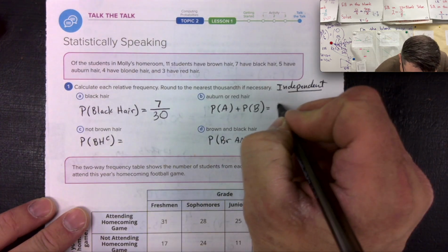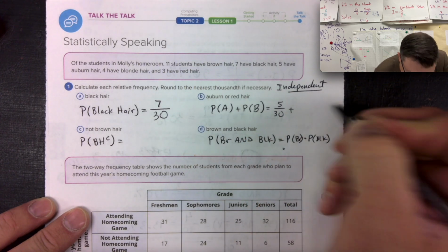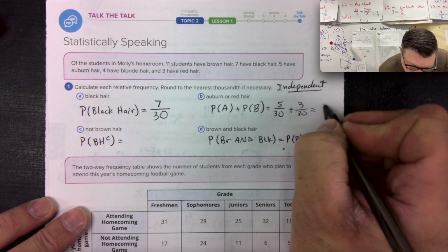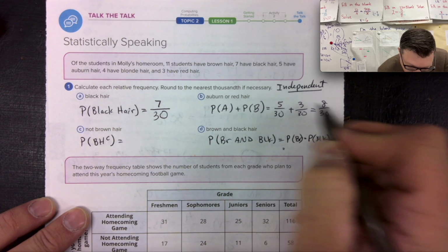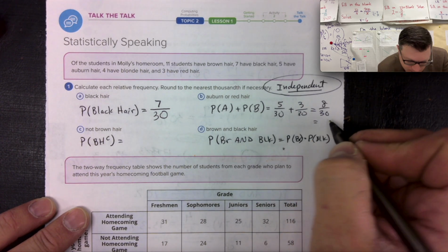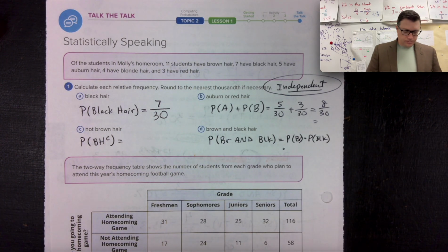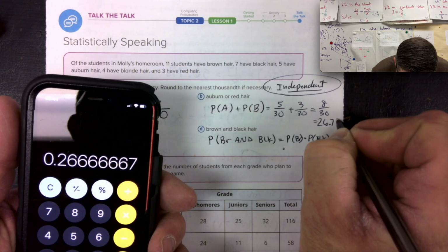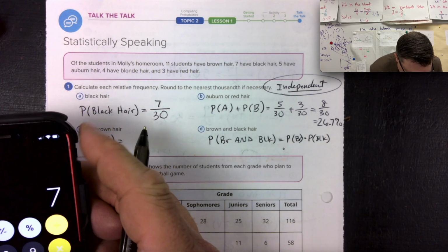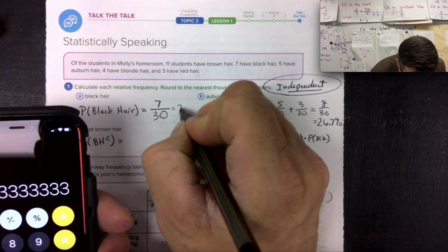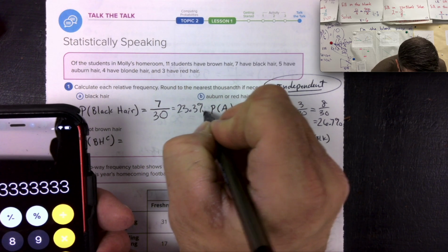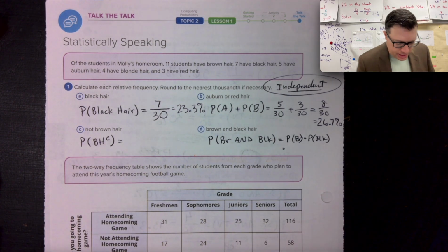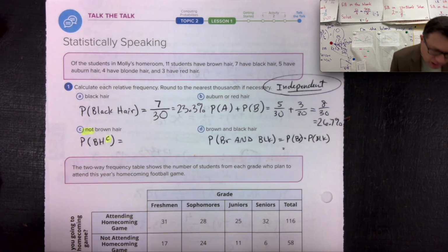Probability of auburn hair, 5 out of 30, plus the probability of having red hair, 3 out of 30, which is 8 out of 30. This is independent. So 8 out of 30, we need that percentage. 26.7%, by the way. 7 out of 30 is 23.3%.